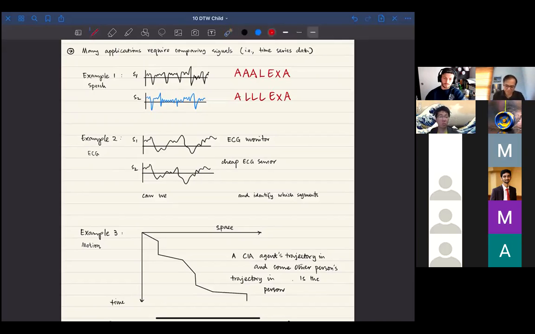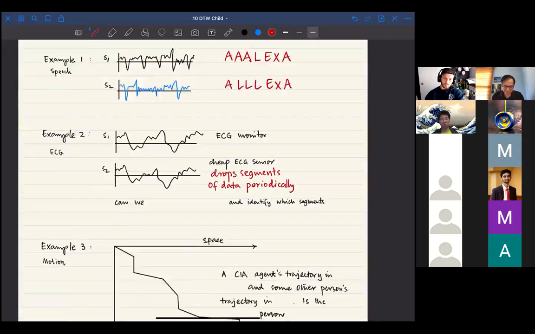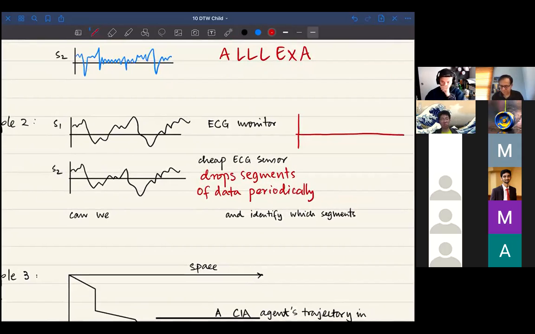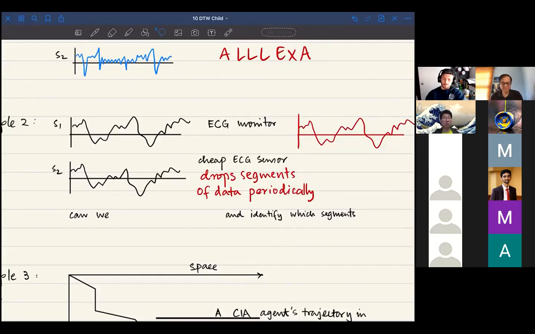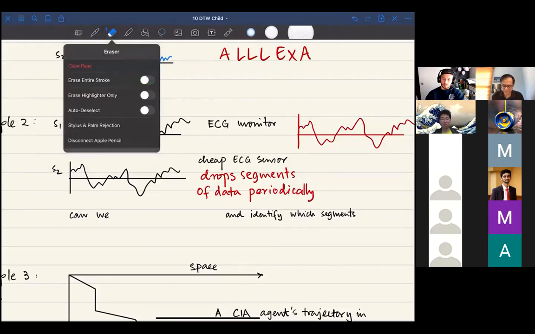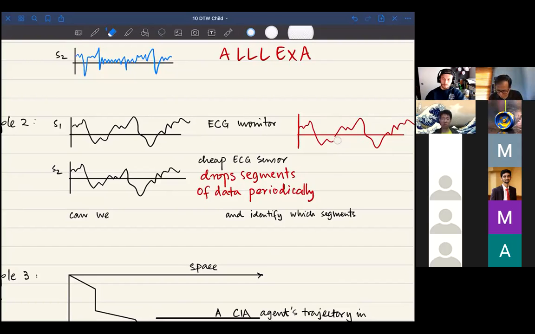The only problem that happened is that the sensor that my student built, this cheap ECG sensor, actually drops segments of data periodically. Okay. So if you think of the same signal over here, let me just copy this. That's the same signal, but what this cheap sensor actually does, this is a real life case, is that it drops some packets over here and other places.